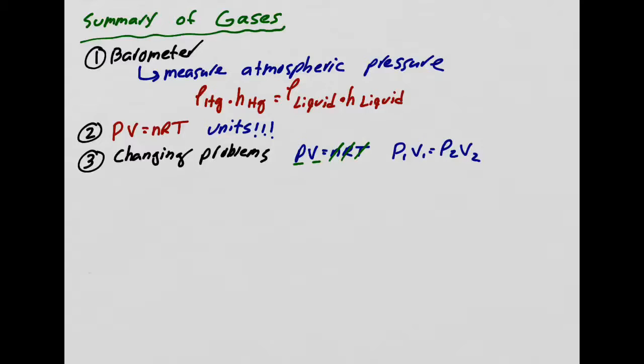When you read a problem, figure out whether it is a changing problem with a couple of variables changing. If it is, write down PV = nRT, cross out the variables that are not changing, and then figure out the relationship. Or it's just PV = nRT, and you're just going to plug it in. And don't forget about units.